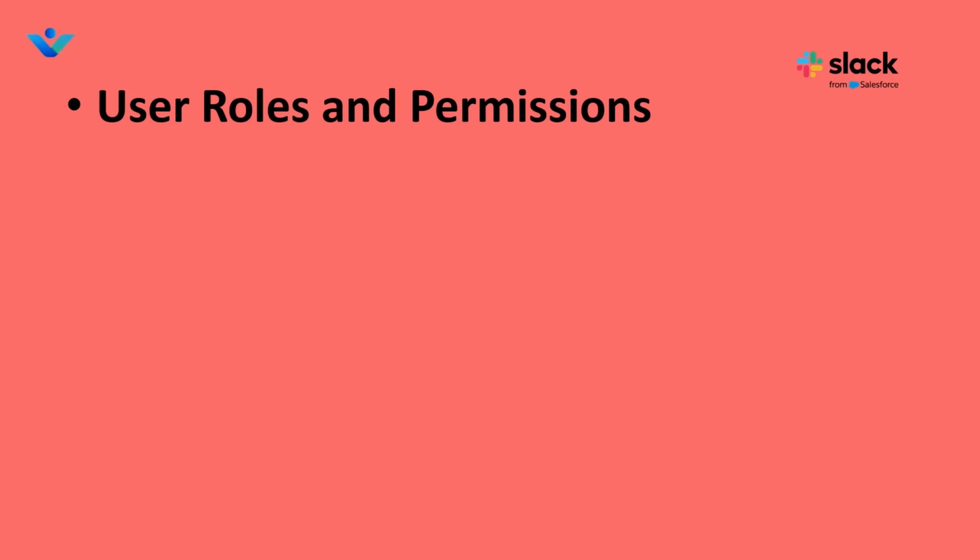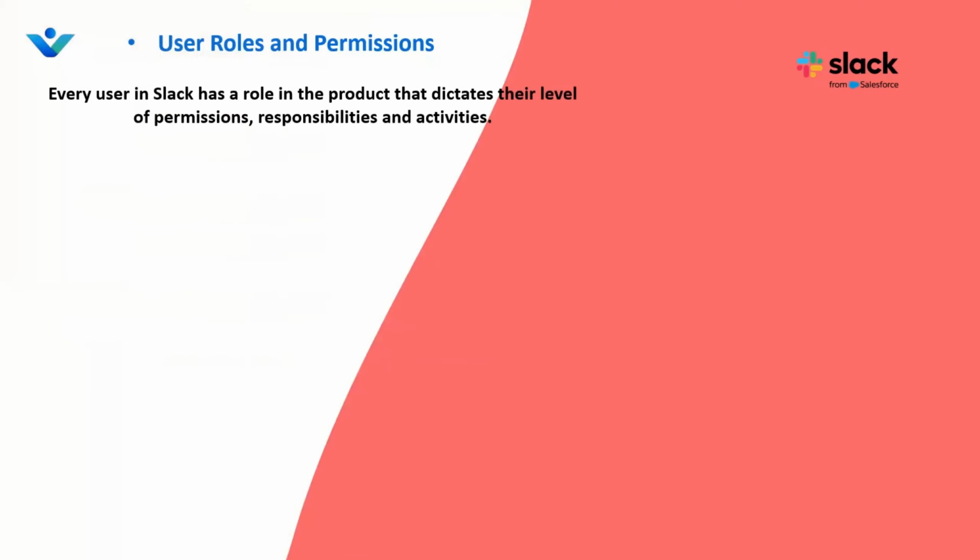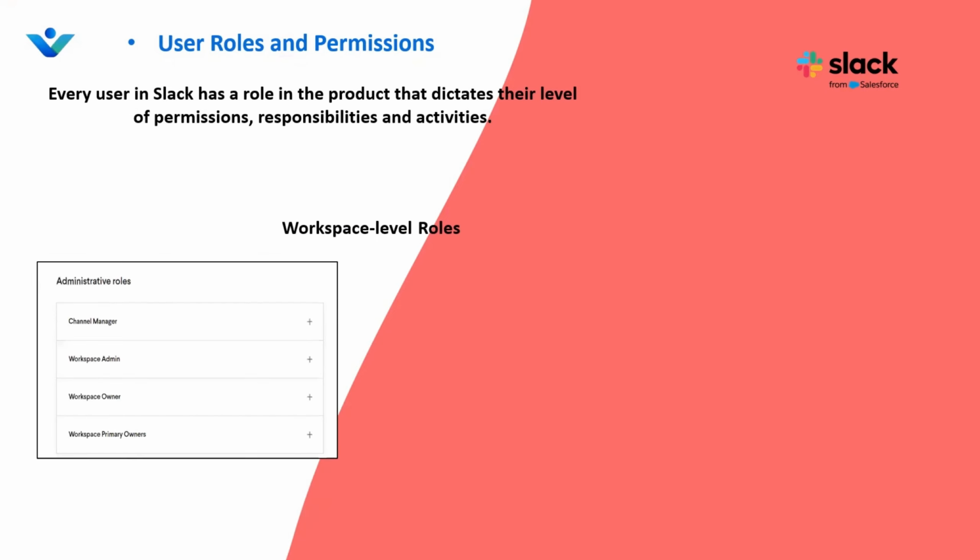Now we have user roles and permissions. Every role in Slack has a role in the product that dictates their level of permission, responsibility, and activity. Here we have listed some roles on the workspace level, with all the administrative and non-administrative roles. Let me first explain what administrative roles we have.